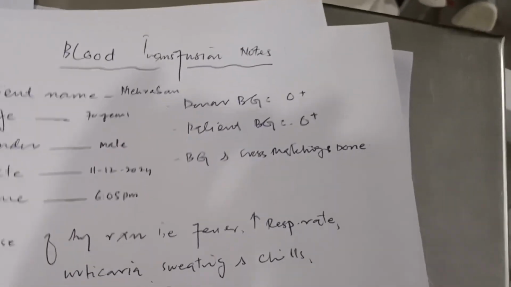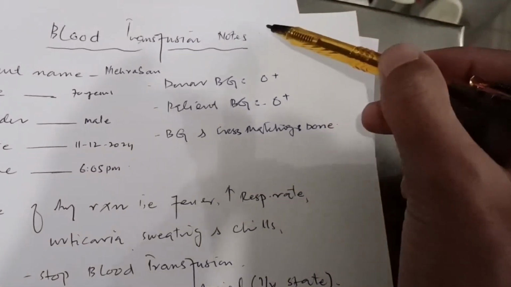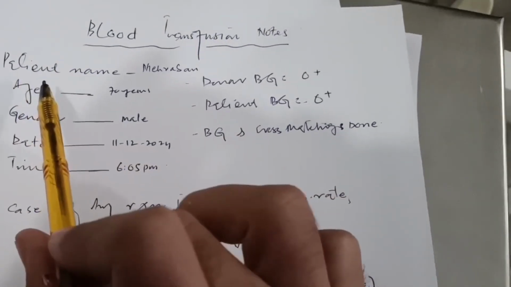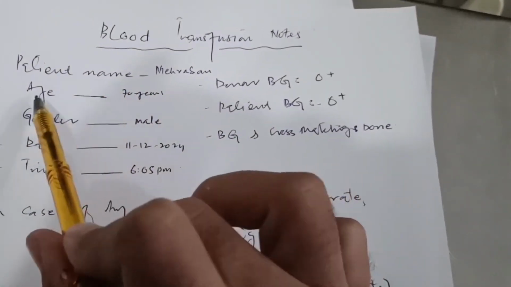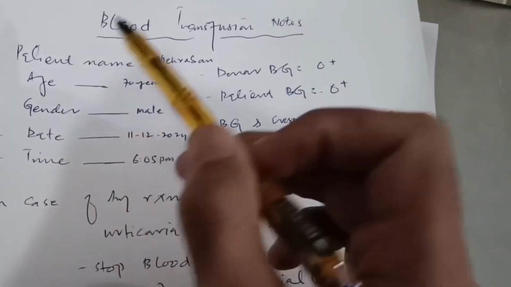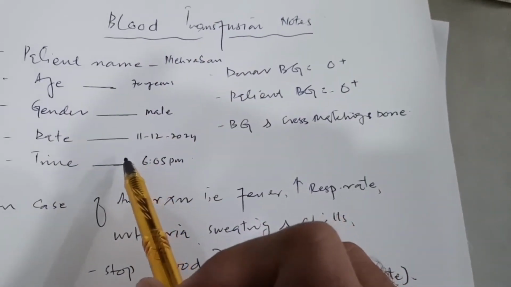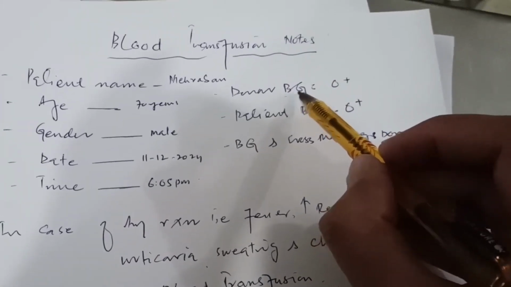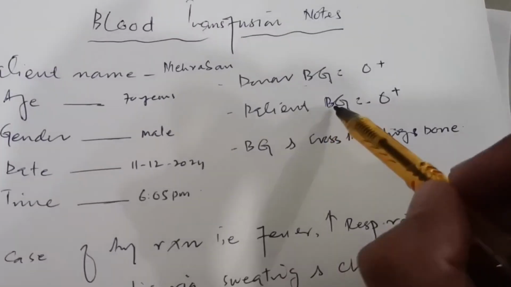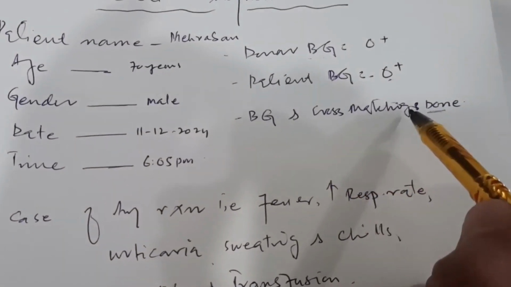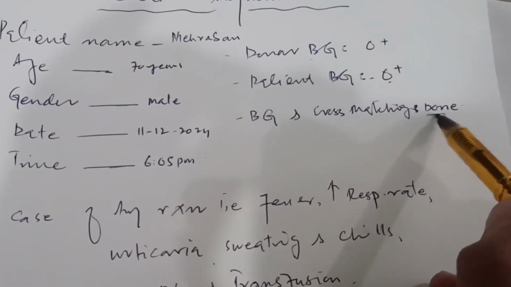After transfusion, the patient's blood transfusion note should be written here. In the blood transfusion note, the patient's name should be written here, along with their age, their gender, the date of the transfusion, and the time of transfusion. The donor blood group, donor BG, which is here, and the patient's blood group should be written here. The blood group and cross matching that has been done should also be written here.